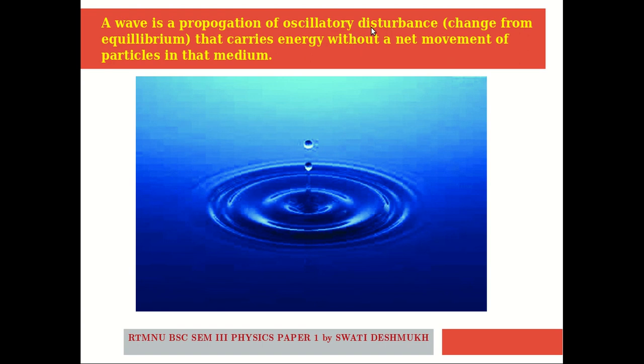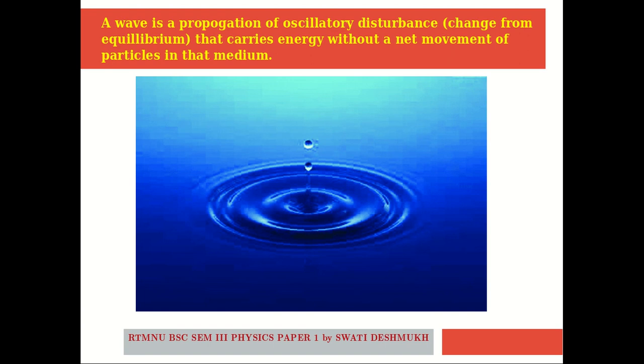But how is the disturbance? It is an oscillatory disturbance. That is, it is a repeated movement, repeated change of particles of the medium from their equilibrium position. The change is going on to carry some form of energy from one position to another position. But the speciality is that there are just vibrations of particles. There is not a net movement of particles in the case of a wave. So a wave is nothing but the propagation of an oscillatory disturbance that carries energy from one location to another location without a net movement of particles in that medium.